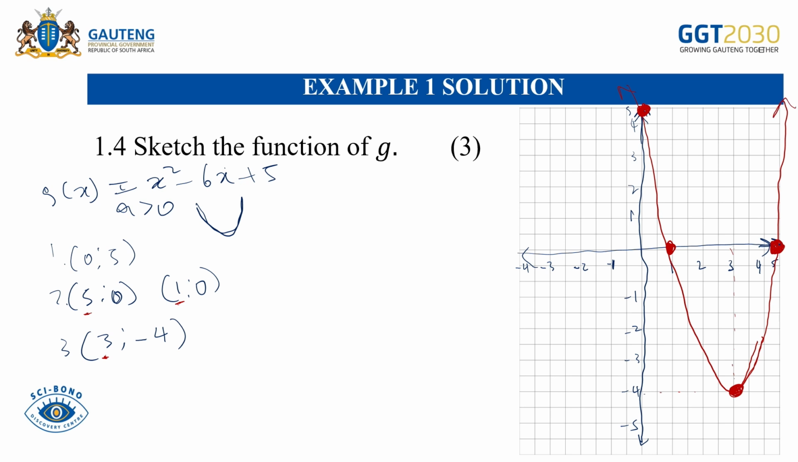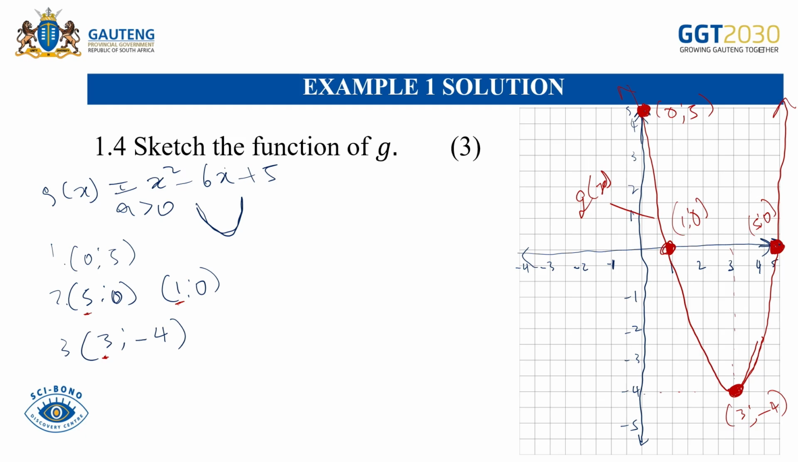You have your x-intercept, which is (1, 0). You have your x-intercept, which is (5, 0). And you have the y-intercept, which is (0, 5). And you have the turning point, which is (3, -4). And you have your graph of g(x).